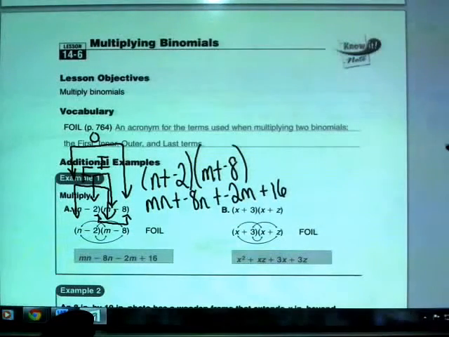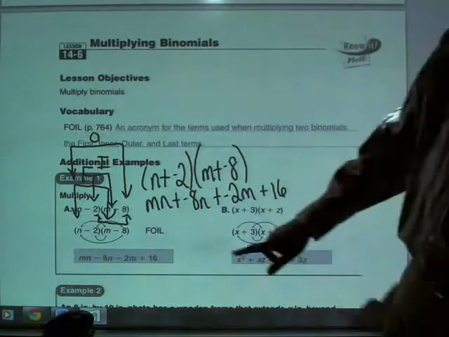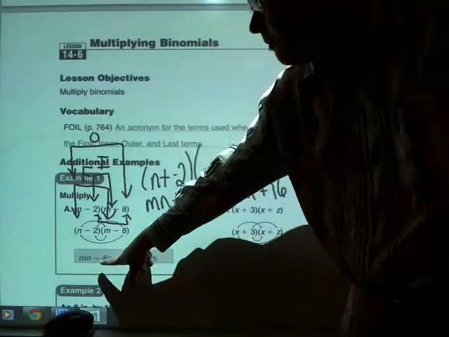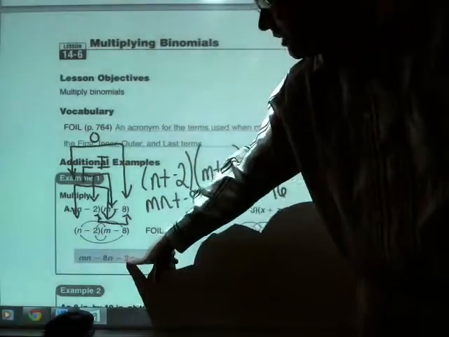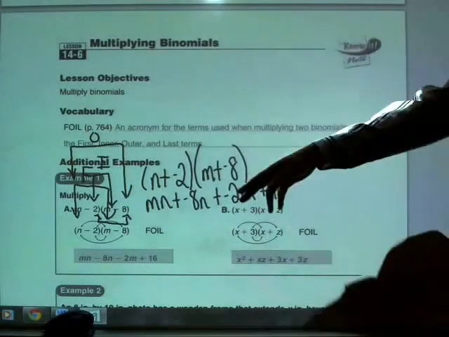And as you can see, my answer looks a little bit different than the answer that was pre-printed. Again, the reasoning is we got rid of the subtraction so we don't make a sign mistake. Here you can see they wrote minus 8n. Here instead we wrote plus negative 8n. Here they wrote minus 2m. Instead they wrote plus negative 2m. But it's the same thing.